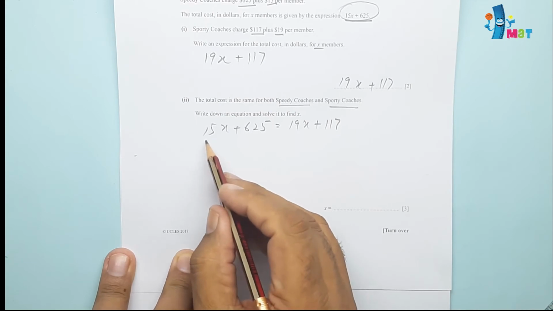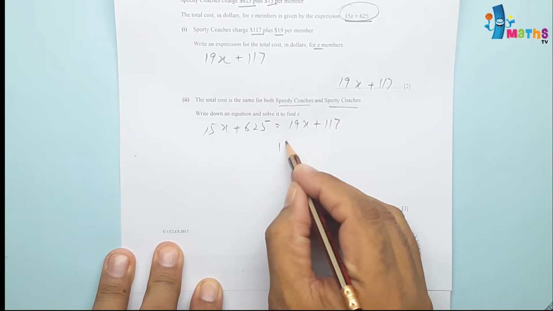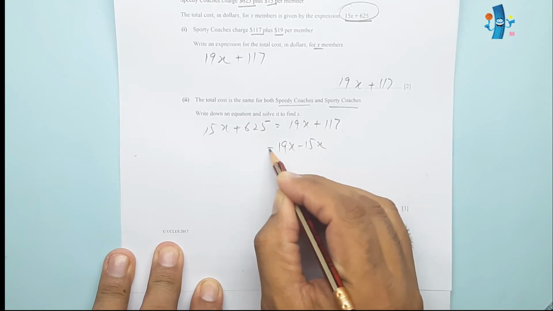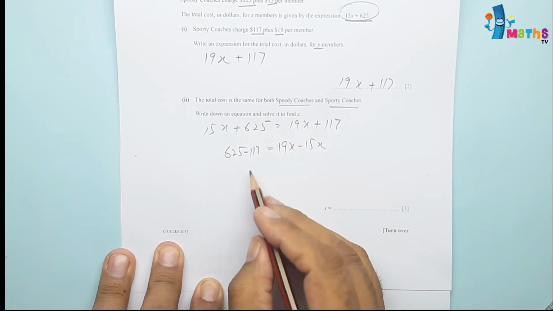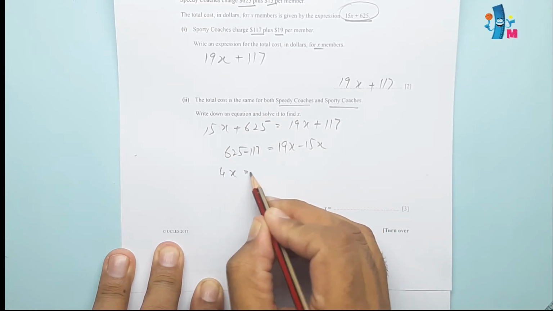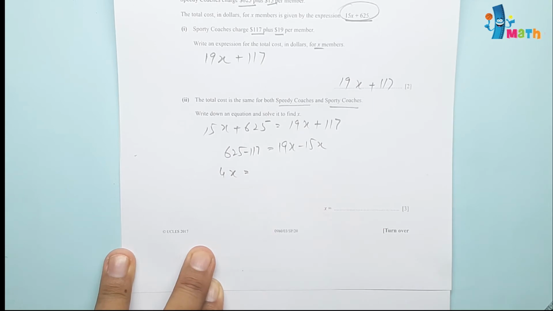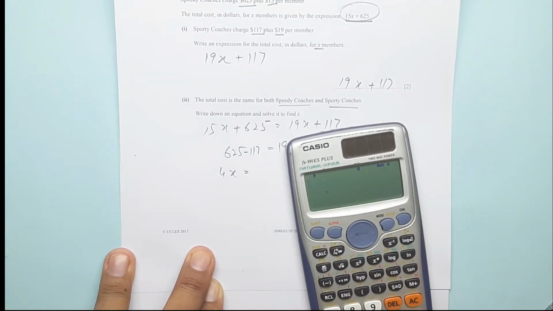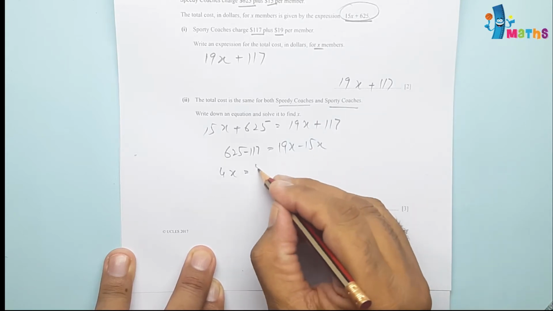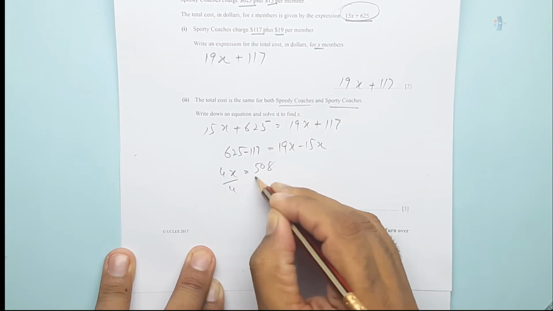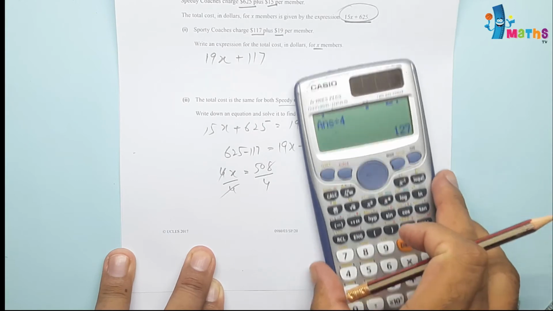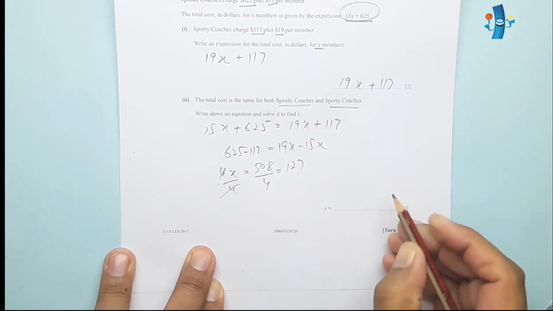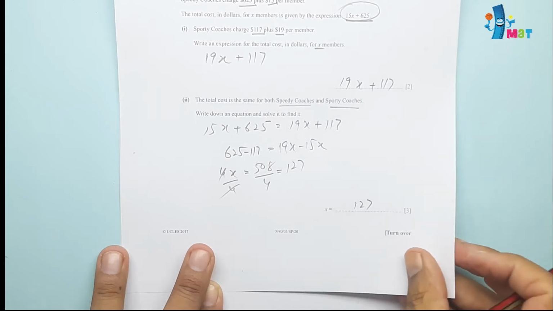We can equate these two expressions, and this 15x will shift to this side. 19x minus 15x is equal to 625 minus 117 on this side. This will be 4x is equal to, we can subtract this, 625 minus 117 will be equal to 508, and divided by 4 on both sides. So 508 divided by 4 will be equal to 127. So the answer will be 127.